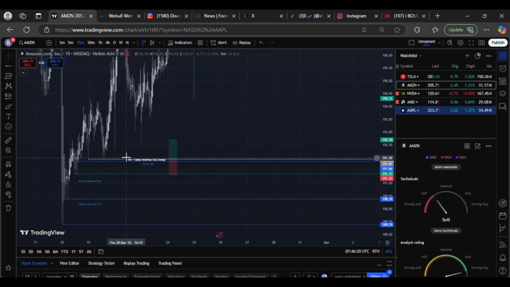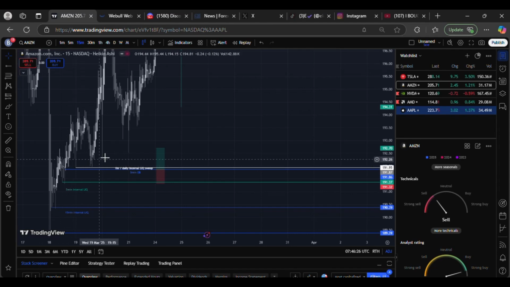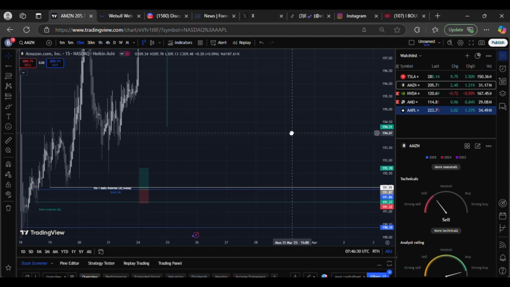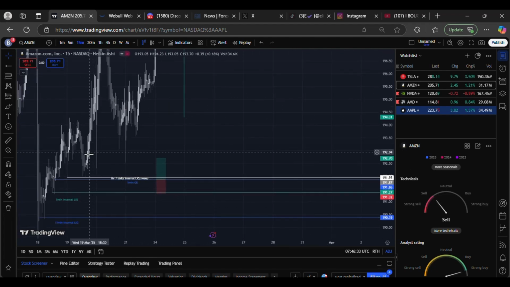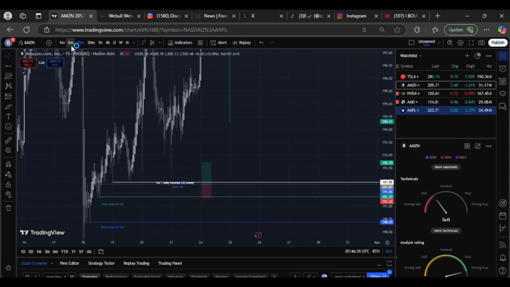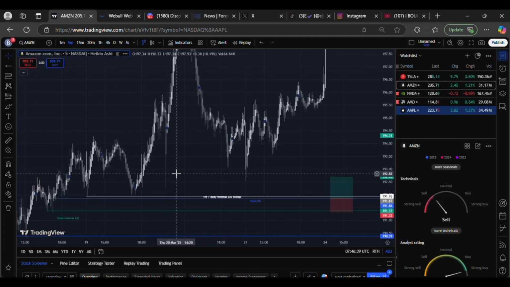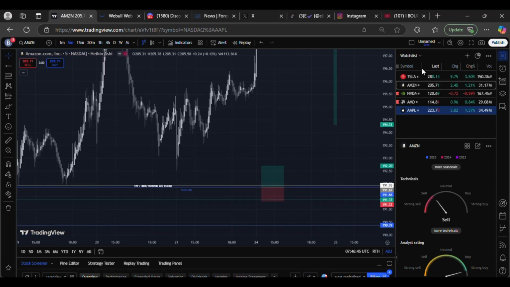You sweep liquidity here. No, you don't even sweep liquidity there. You get those equal lows. I'd say this was the main liquidity. I don't know. Hit this order block right there. Continued up.